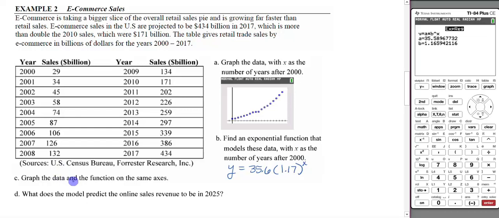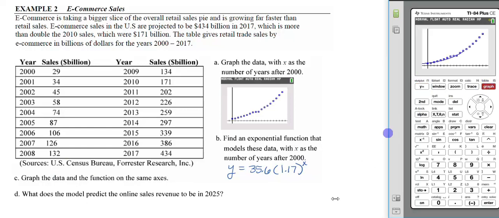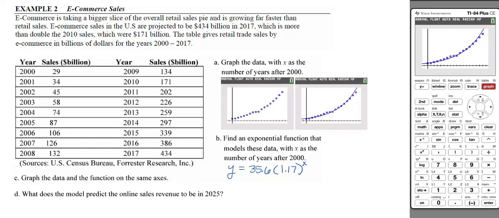Let's graph the data and the function on the same axes. Since I've saved that equation in there already, and we've already done a zoom stat, that's all going to fit nicely in that window. And what does the model predict the online sales revenue to be in 2025? Let's talk about what 2025 is.